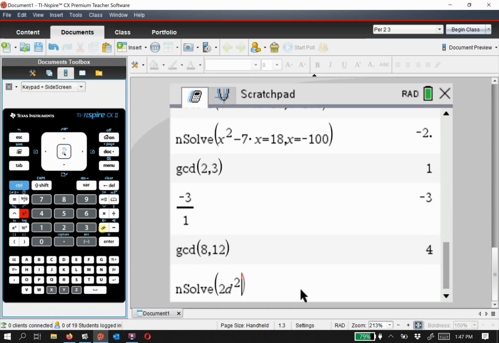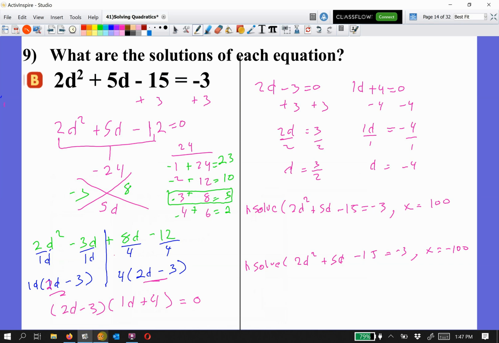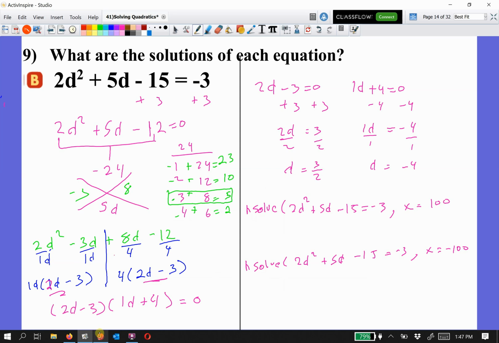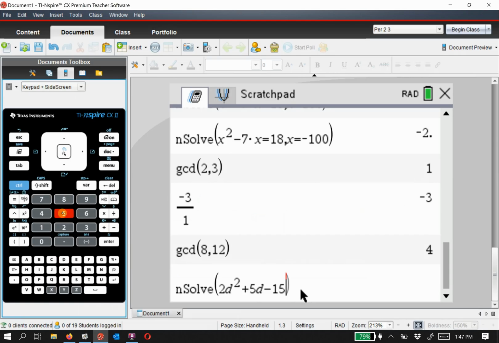2d squared plus 5d plus 5d minus 15 equals negative 3. Now remember, these are different. This is a minus sign. Excuse me, this is a negative sign. This is a minus. If you are not sure which one to put, use the minus sign. Okay? Minus sign will almost always work for either, but the negative sign will never work for subtraction.